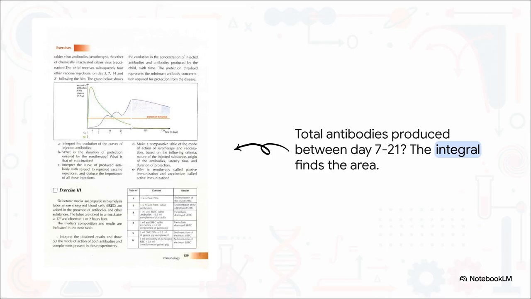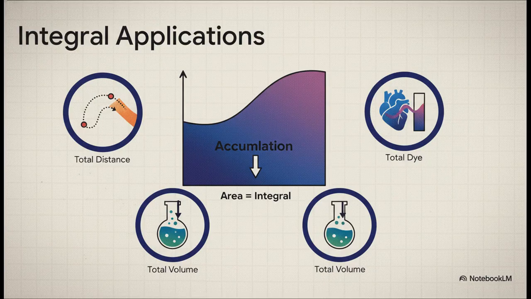Let's go right back to that same immunology graph, but we're going to ask a totally different question this time. We don't care about the rate on one specific day. We want to know the total amount of antibodies produced between day 7 and day 21. For that, we need an integral to find the total area under that section of the curve. See the difference?